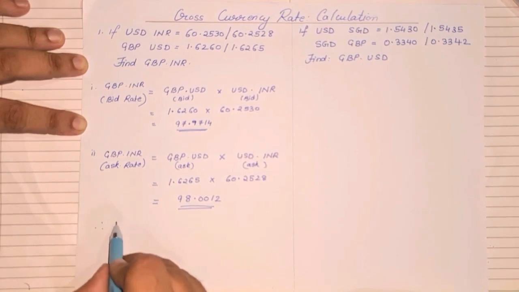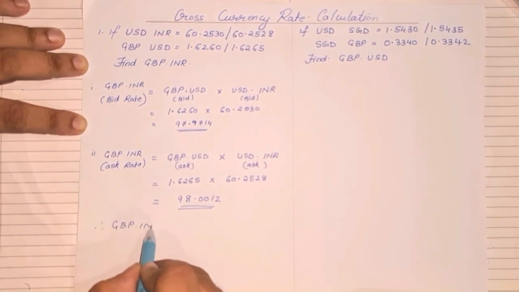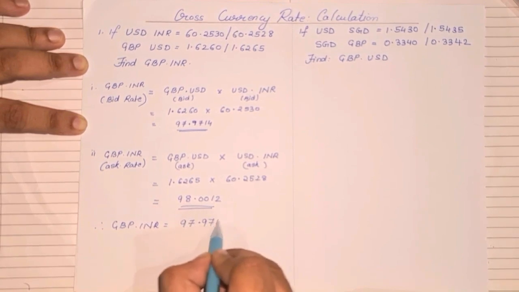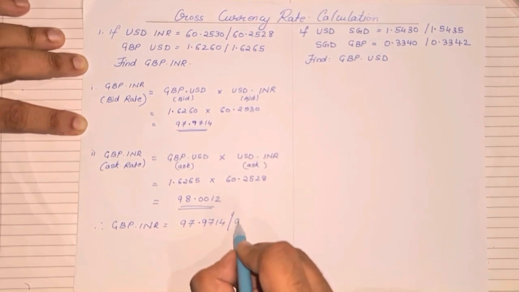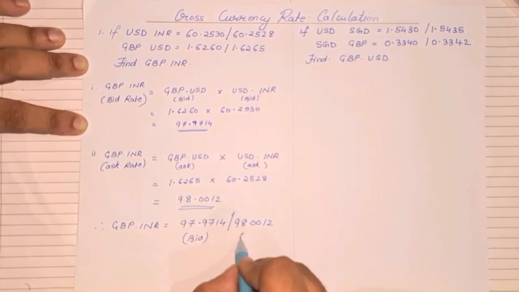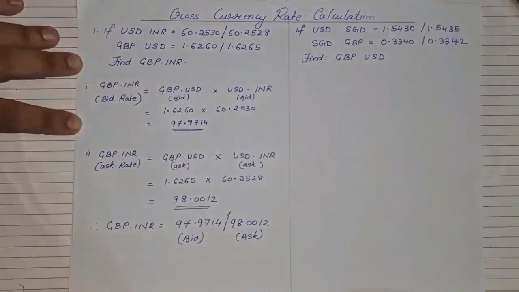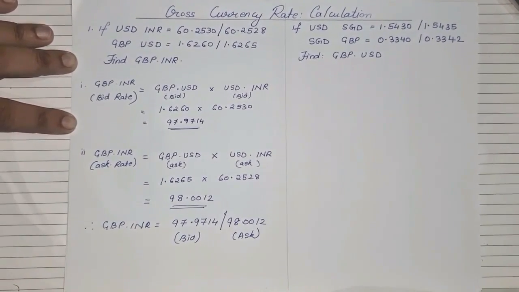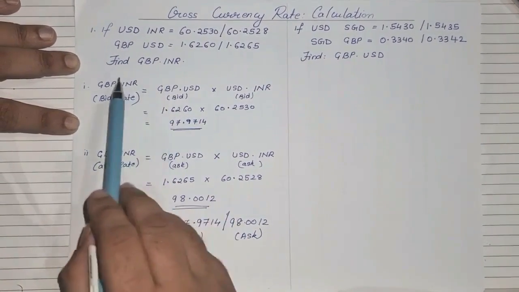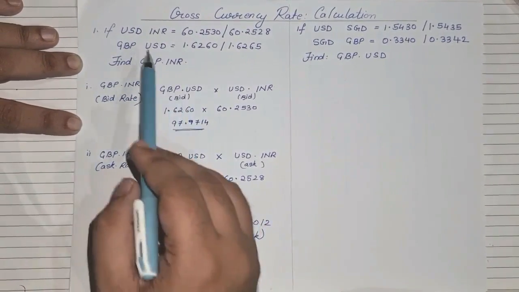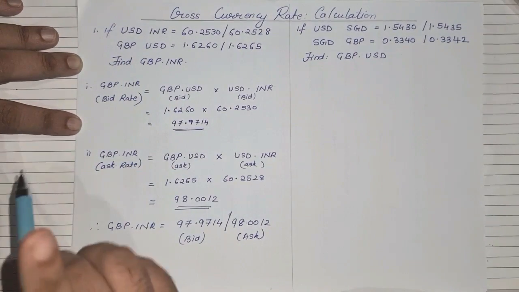So finally, for GBP to INR, we can write the answer: the bid rate was 97.9714 slash the ask rate was 98.0012. This is our bid rate and this is our ask rate. This is how we had to solve that particular sum. Again, very simple. This is the first type of sum, where the breakup is directly given to us in the question. So that is one variant.